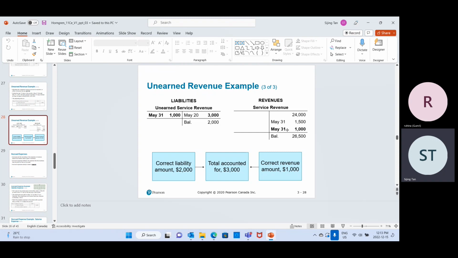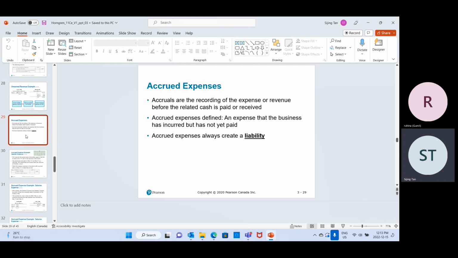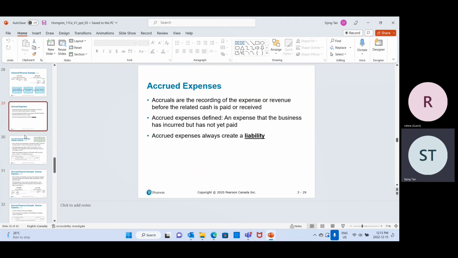Then just looking at May 31st, there's $1,000 of service revenue being recognized. So we put it on the credit side. So the total balance for the service revenue will be 26,500. That is how it works for the adjusting journal entry for unearned revenue.